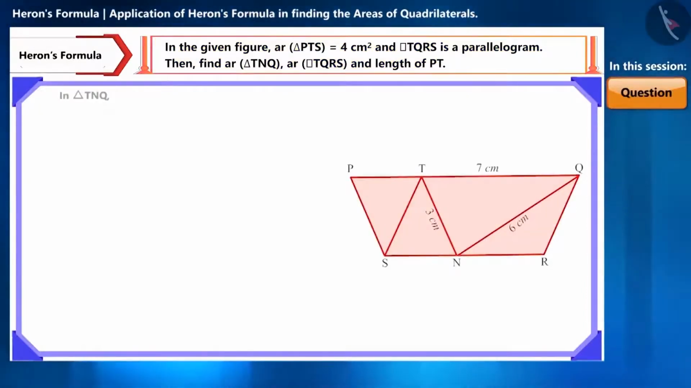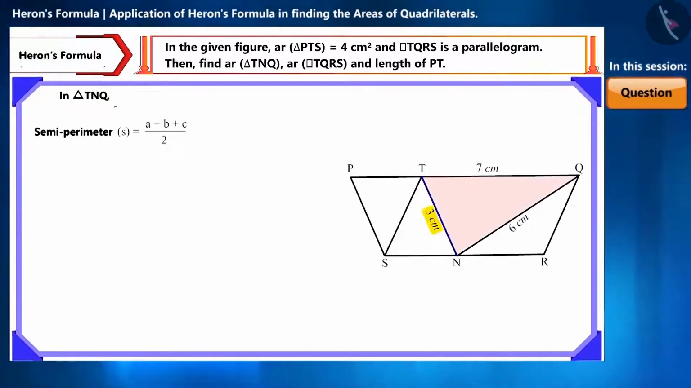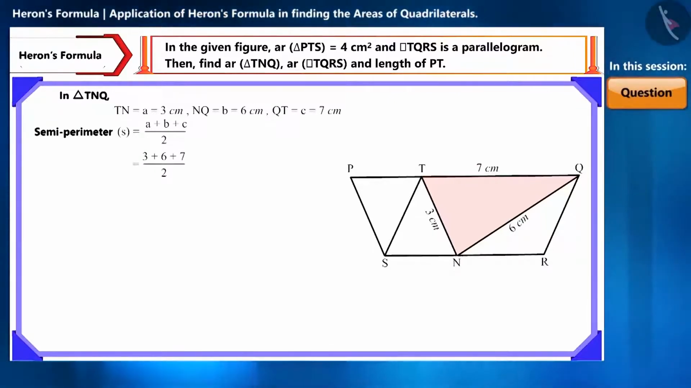Friends, in the figure, the length of all the three sides of the triangle TNQ is given. By using Heron's formula here, we can easily find the area of this triangle. First of all, we will find its semi-perimeter, that is S. So let's assume the length of side TN as A, the length of side NQ as B, and the length of side QT as C. Now, S is equal to the sum of these three sides divided by 2. We will obtain S as 8 cm here.